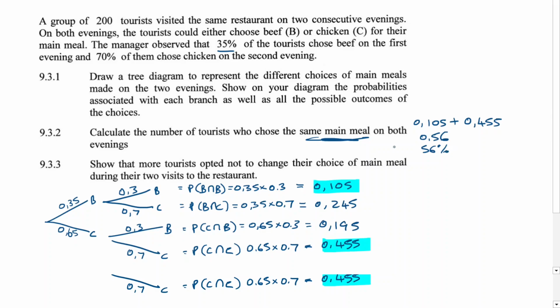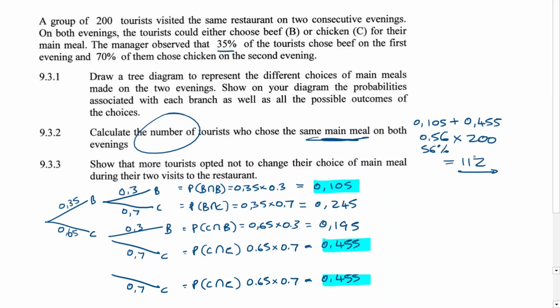And if I want to work out the number of tourists, I'm just going to times this by the number of tourists. And so when I times that by 200, I get my final answer of 112. 112 people liked having the same meal on both nights. Next, show that more tourists opted not to change their choice of main meal during the 2 visits.